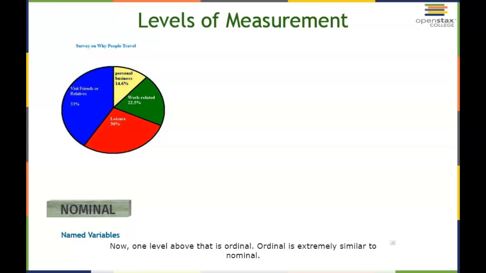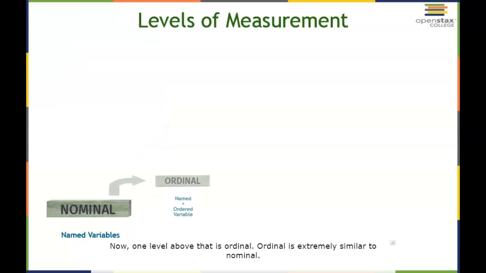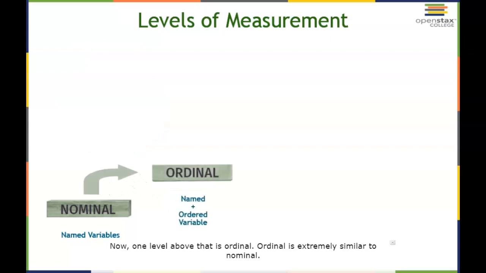Now, one level above that is ordinal. Ordinal is extremely similar to nominal. They are named values, variables, but they are also ranked. They are ordered, so one is better than the other. First place, second place, third place. First place is a higher ranking than fourth place.